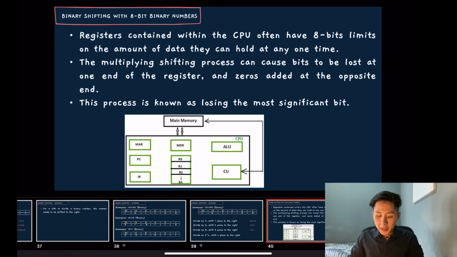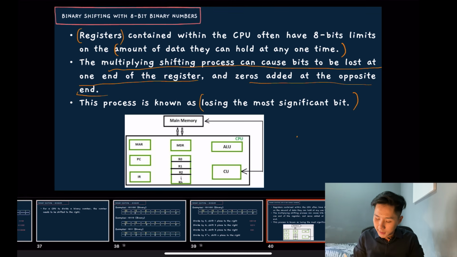So, okay, here they say that register is contained within the CPU. A register is a component that stores all the bits that a computer needs. We'll talk more about it in chapter 3. Sometimes the amount of data this register can hold at one time is limited, because the number of bits it can store is limited. Therefore, the multiplying shifting effect can cause bits to be lost at one end of the integer and 0 added at the opposite end. This process is known as losing the most significant bit.